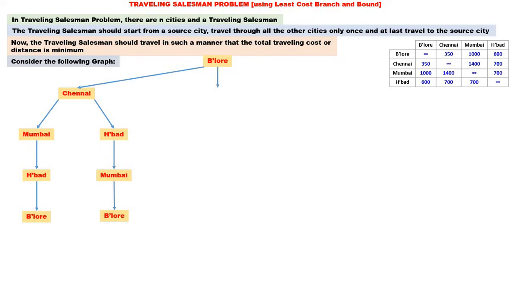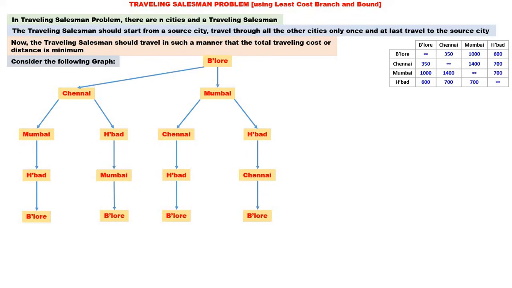Next, Bangalore to Mumbai. From Mumbai, there are only two possibilities, either Chennai or Hyderabad. Bangalore to Mumbai, Mumbai to Chennai, there is only one possibility, Hyderabad and back to Bangalore. Similarly, Bangalore to Mumbai, Mumbai to Hyderabad, there is only one possibility, Chennai and back to Bangalore.